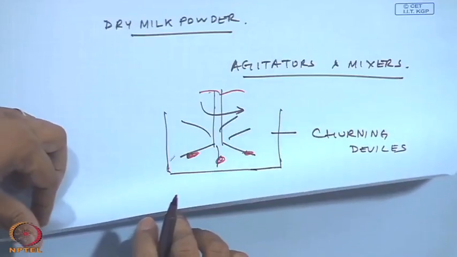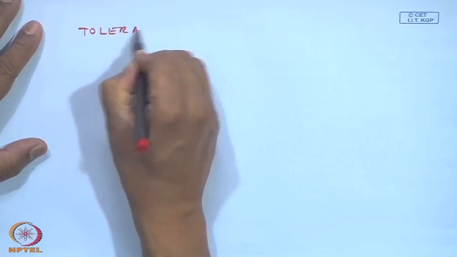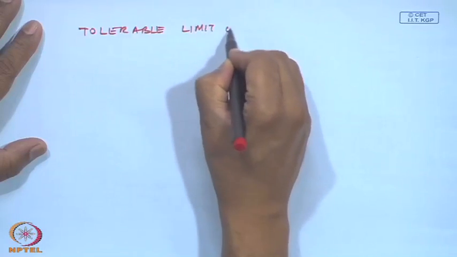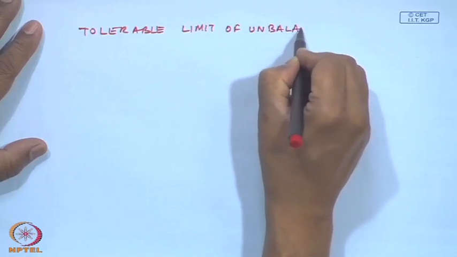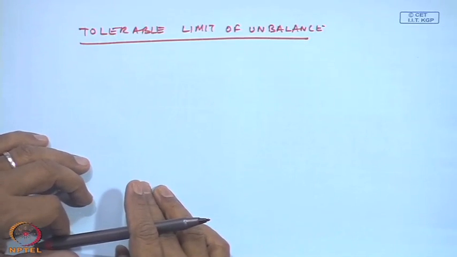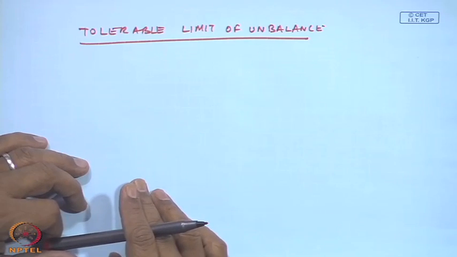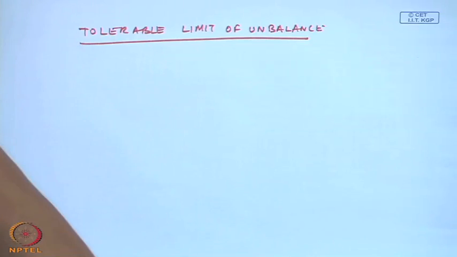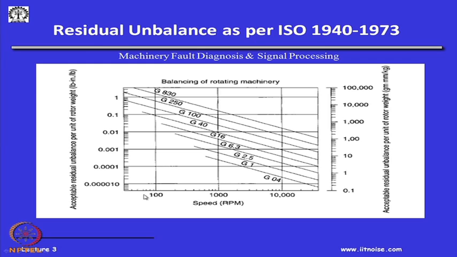And then, the question is, what is the tolerable limit of unbalance? See, everything can be balanced, okay, but how much should this force be reduced to, and how much should be acceptable? This is a function given by this curve here. One axis is the speed of the machine, and the other is the acceptable residual unbalance per unit of rotor weight, that is given as gram millimeter per kg, where the denominator is the rotor mass.